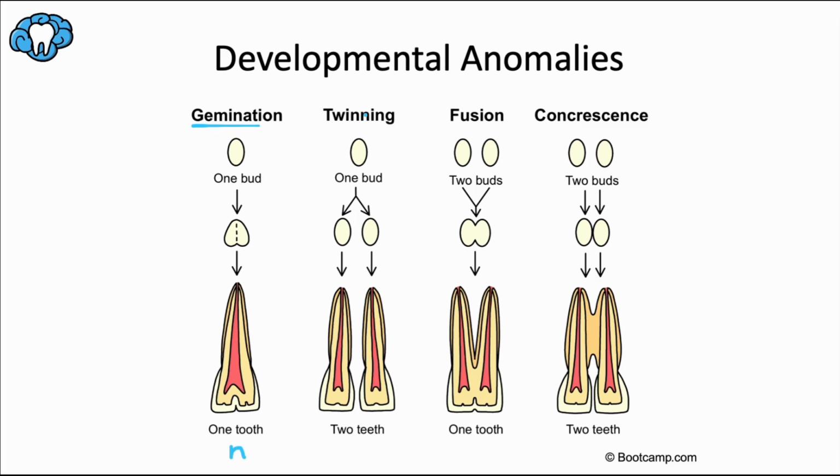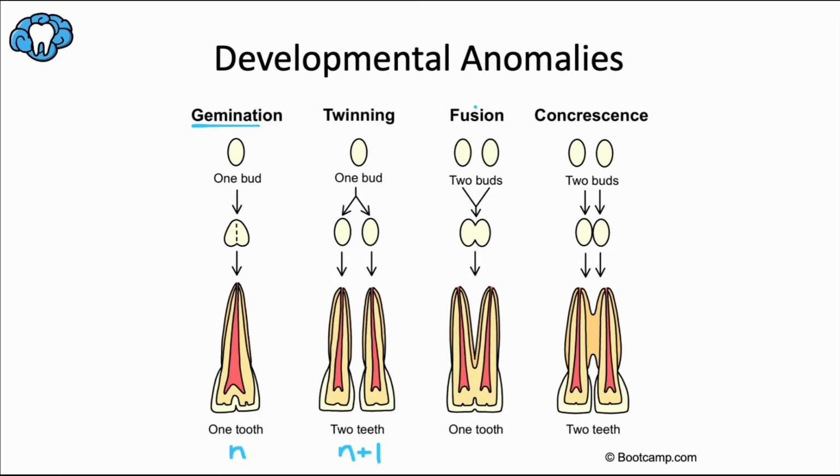Next, we have twinning. And twinning is essentially a complete gemination, where that one tooth bud completely splits into 2 teeth. So twinning would actually create an identical mirror image supernumerary tooth in that arch. So now we could say N, but now we have +1. We get an extra tooth added to the equation.